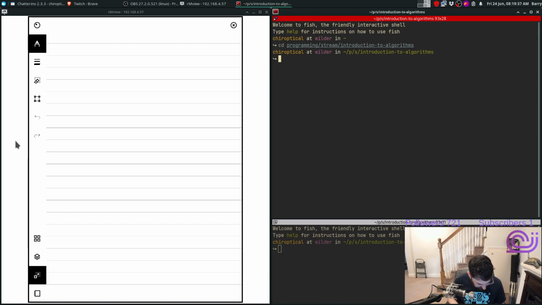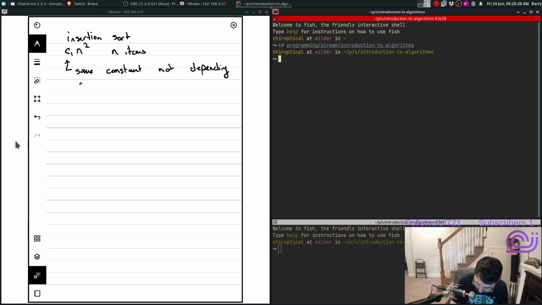Okay. So efficiency. Different algorithms devised to solve the same problem often differ dramatically in their efficiency. Chapter 2 introduces two algorithms for sorting. The first, known as insertion sort, takes roughly equal to C1 n squared to sort n items, where C1 is a constant that does not depend on n. That is, it takes time roughly proportional to n squared.